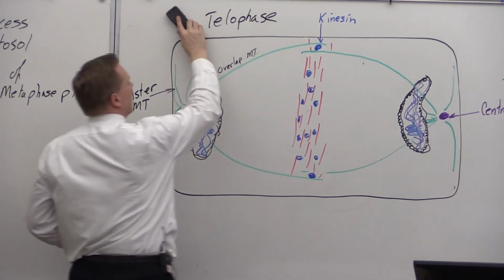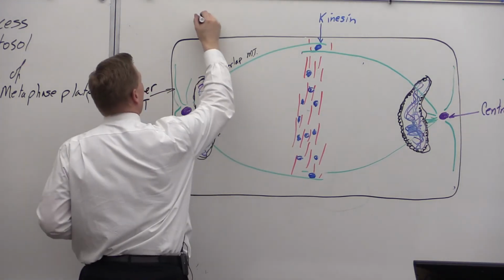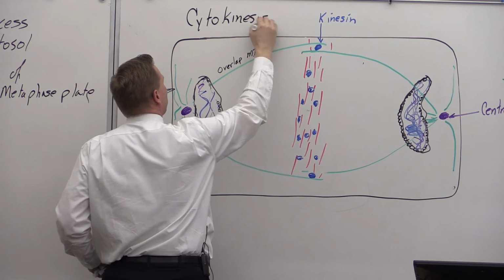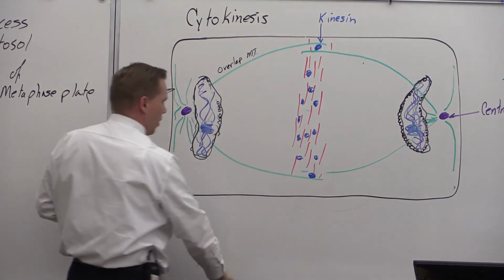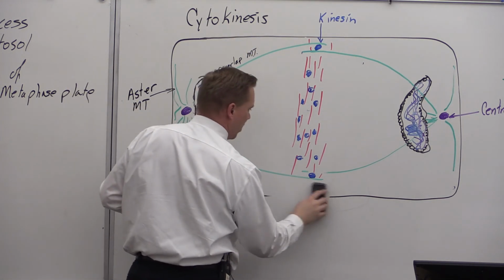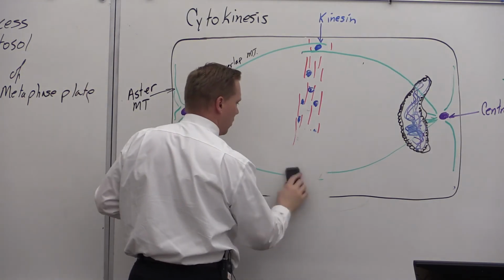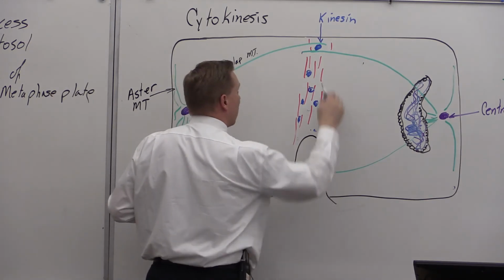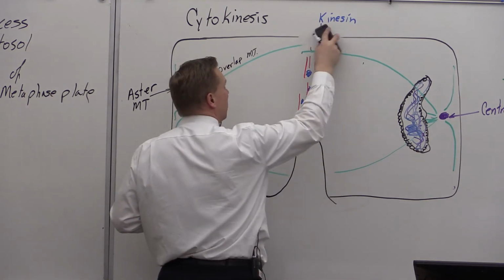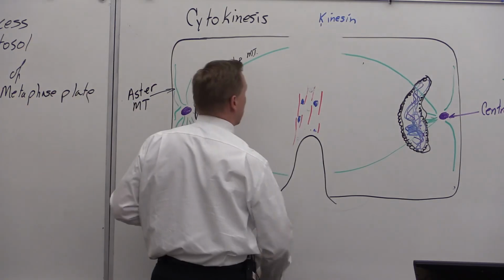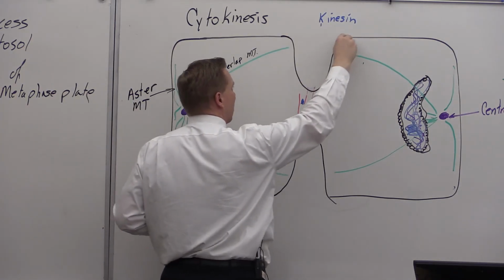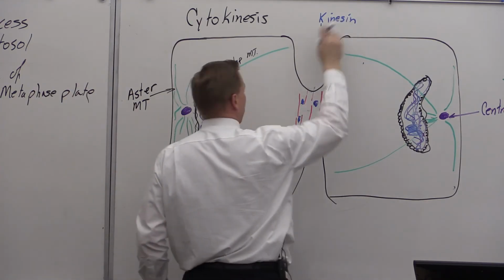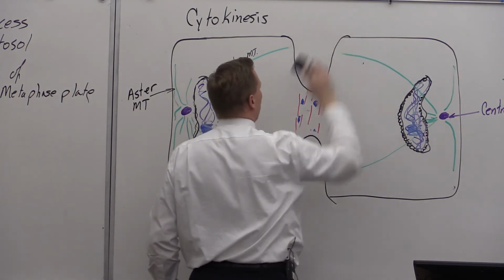And so what starts to happen, we're no longer in telophase. We're now in cytokinesis, is we start to get the plasma membrane pulling in at the midplate. It collapses, so to speak. And this indentation is referred to as the cleavage furrow.